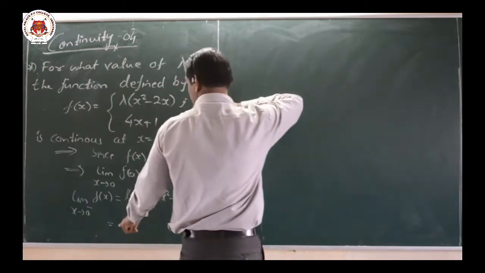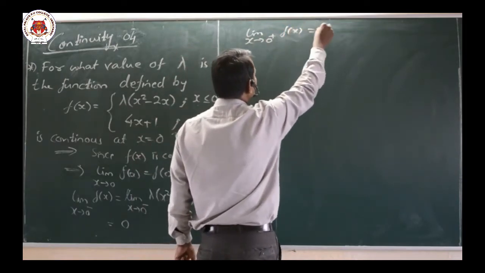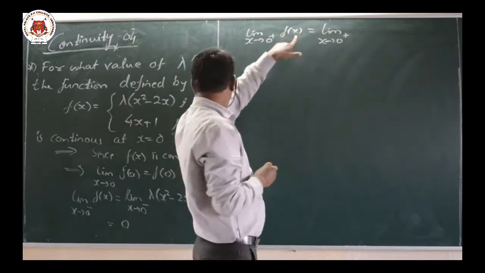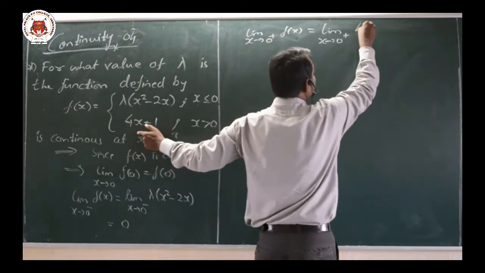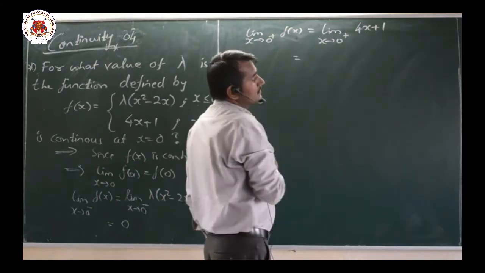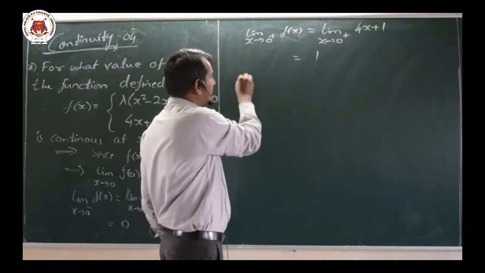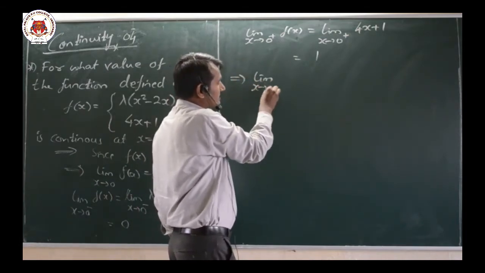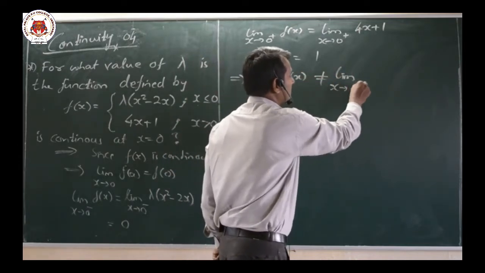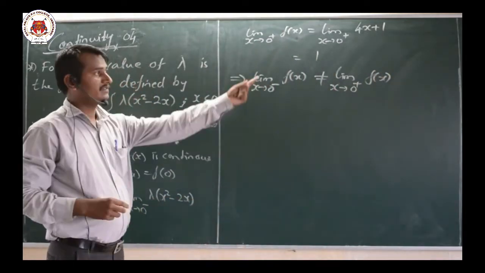Now the same for the right hand limit, that is, limit as x tends to 0 plus of f of x. When x is greater than 0, the value is 4x plus 1. Substitute x equal to 0, that is 4 into 0, which is 0, plus 1. So what we are observing is that limit as x tends to 0 minus f of x is not equal to limit as x tends to 0 plus f of x. The left value is 0 and here we are getting 1.